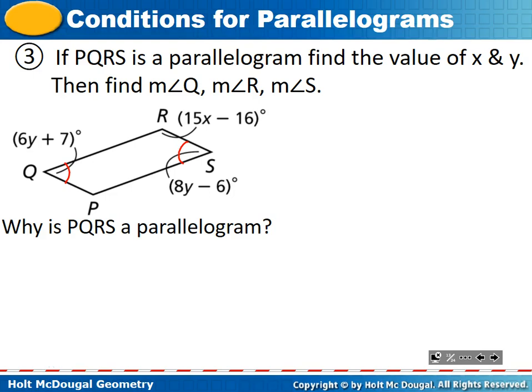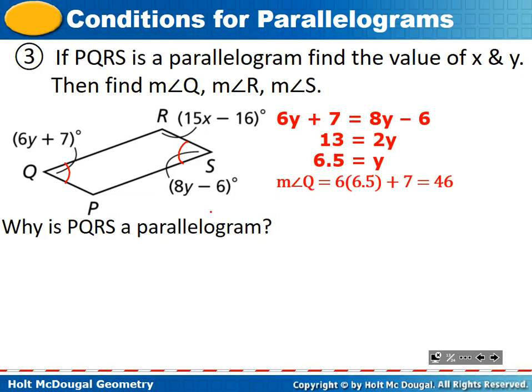And so we're going to do that first. And then we'll see if we can find out if R is supplementary to those 2 angles. So I set those equal to each other. I'm going to solve for y. y was 6.5. Then I'm going to plug it in to solve for Q and S. So when I plug it in for Q, I get 46. And when I plug it in for S, I get 46.